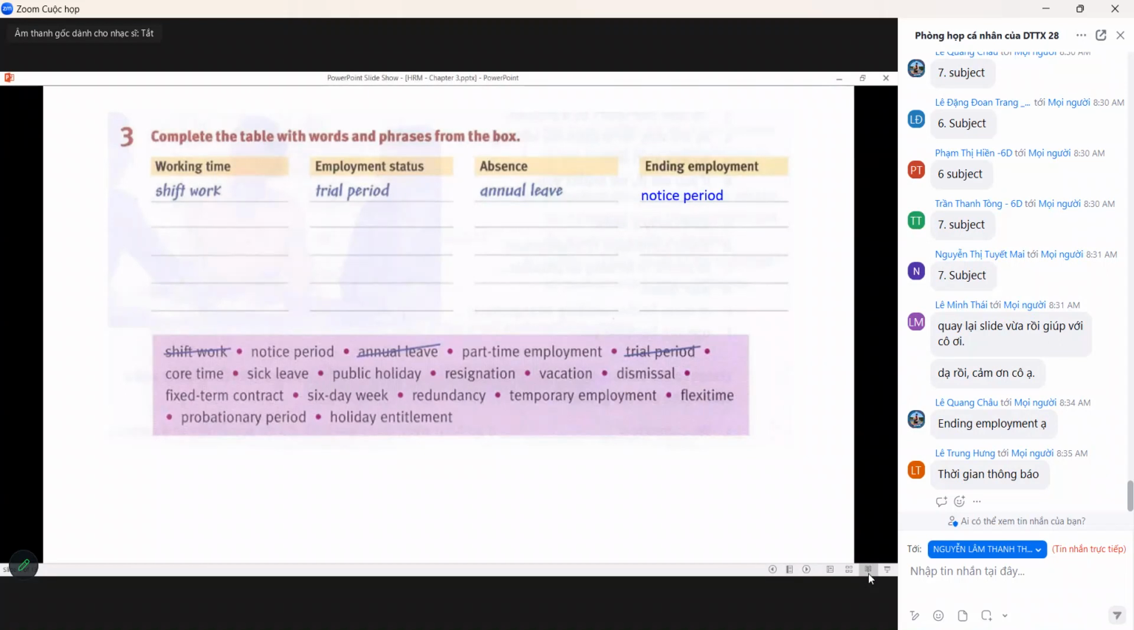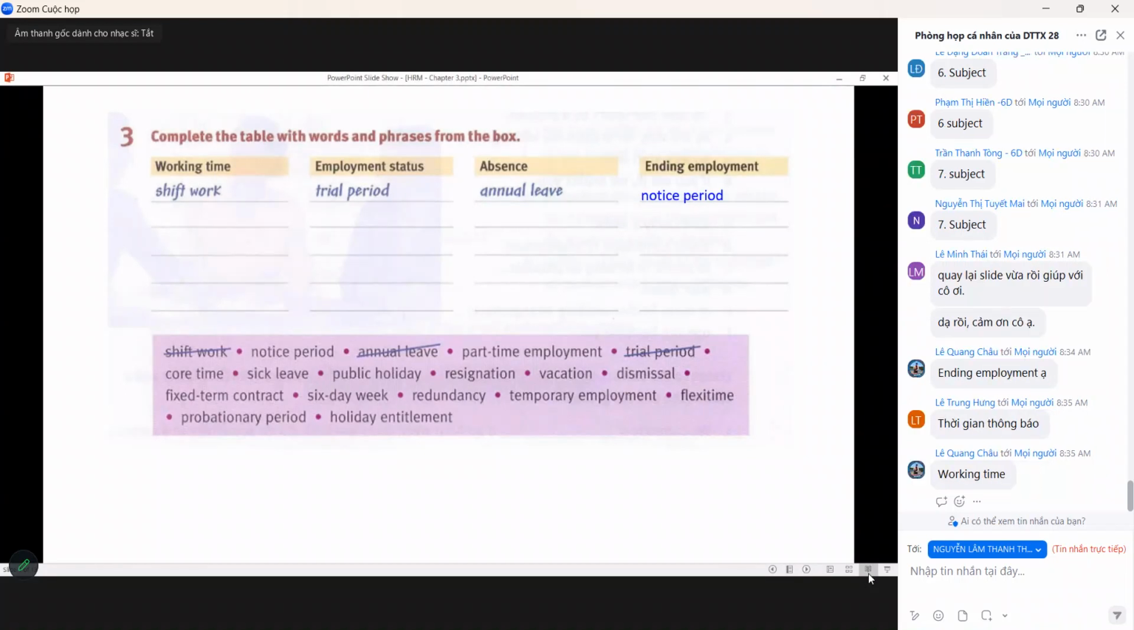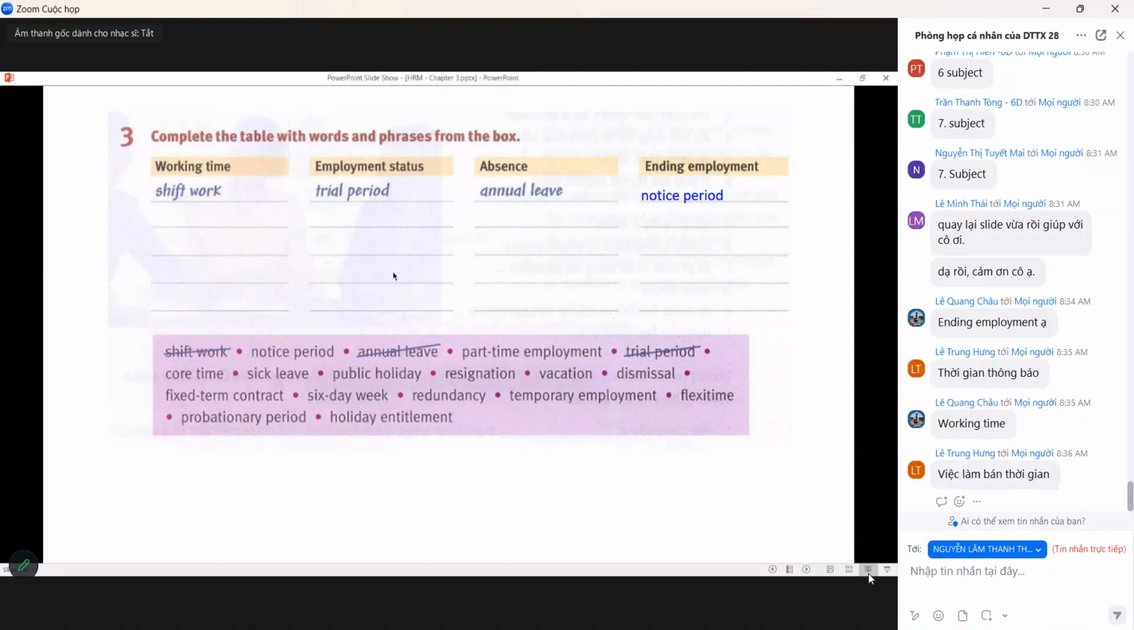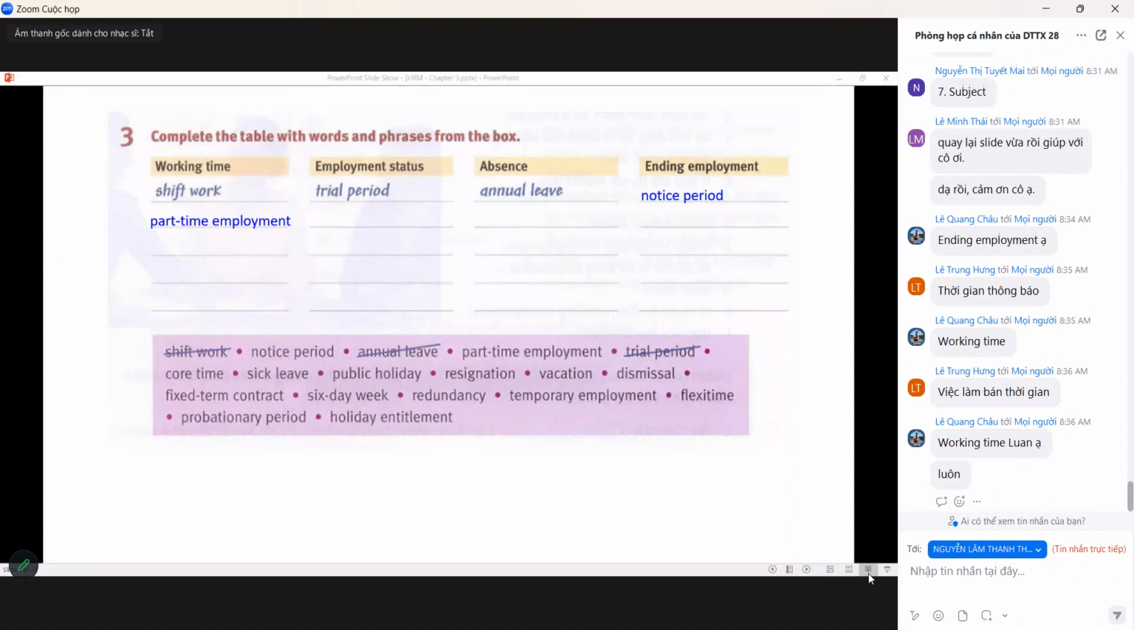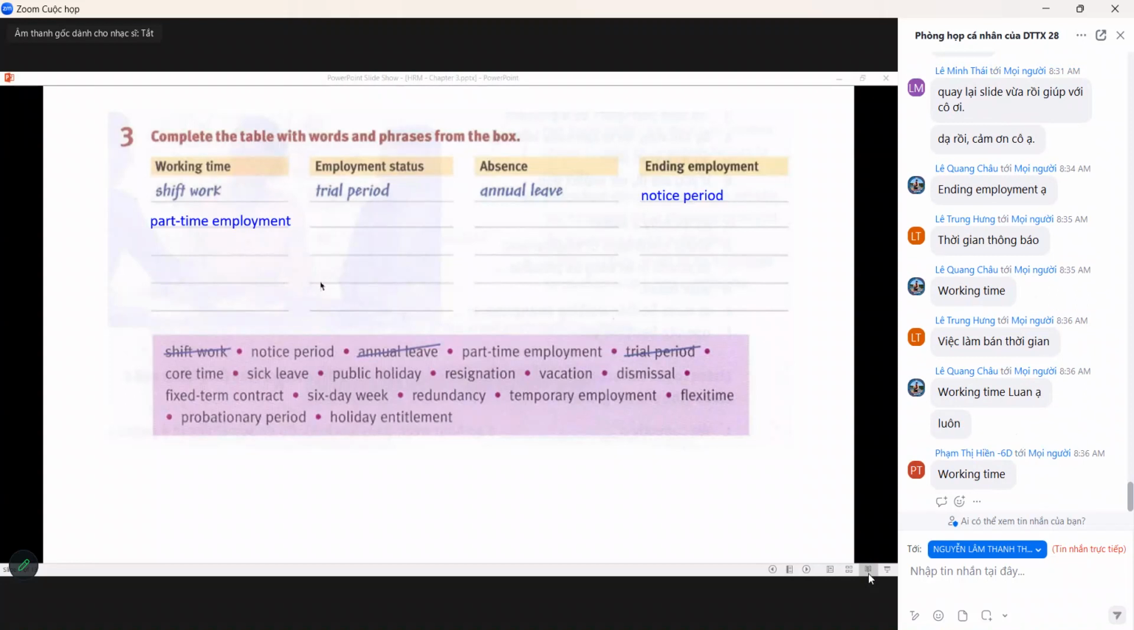Part-time employment. Where do we put it? Mình làm nửa thời gian. Working time đúng không? Part-time employment. Working time. Part-time. Yeah, working time. How about call time? Call time, working time, right? Yeah, it's also mentioned about a time.